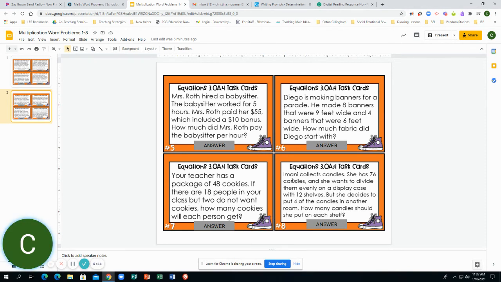And finally, number 8. Imani collects candles. She has 76 candles, and she wants to divide them evenly on a display case with 12 shelves. But she decides to put 4 of the candles in another room. How many candles should she put on each shelf? Remember, drawing these out can help. Let's look at this one. She has 76 candles. But remember, she's putting 4 candles in another room. So subtract 4 from 76 before you start. And then you're going to divide equally onto those 12 shelves. Make sure you label your answer.